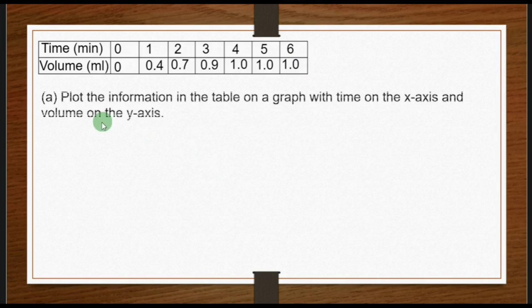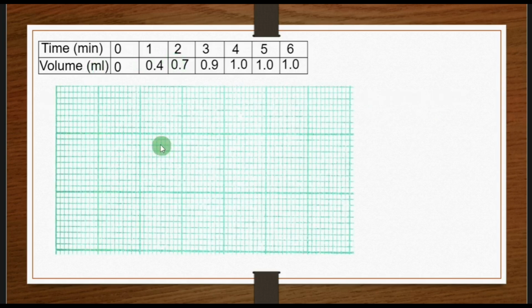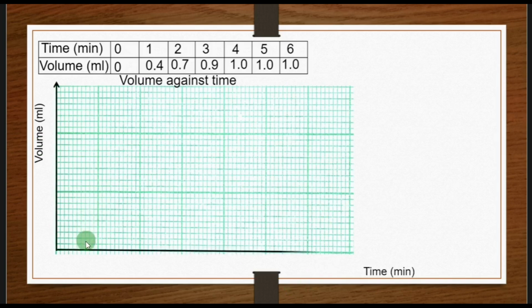So they're saying plot the information in the table on a graph with time on the x-axis and volume on the y-axis. So what we are going to do is to plot this information on a graph like this one here. Then we are told that the vertical axis is going to be volume, so volume against time. This one is volume, this side is time. So draw the line like that.